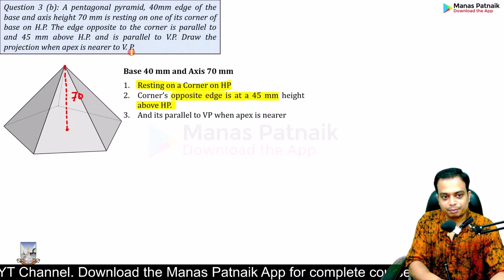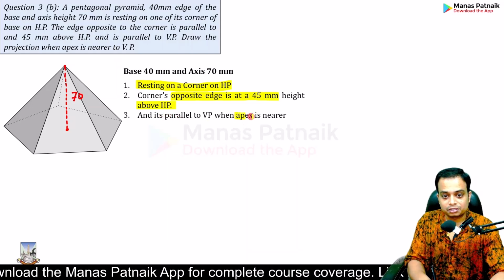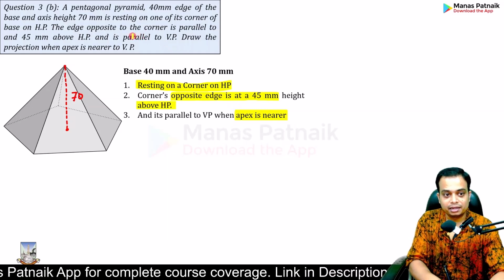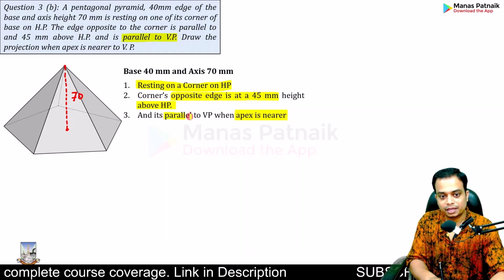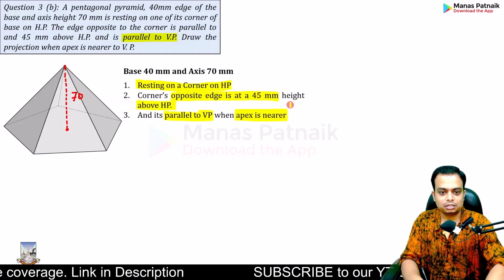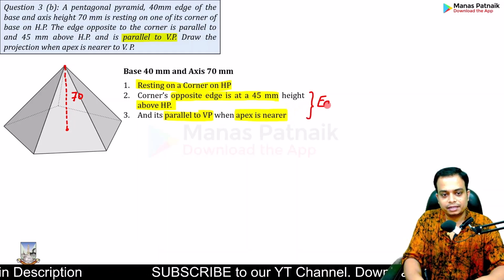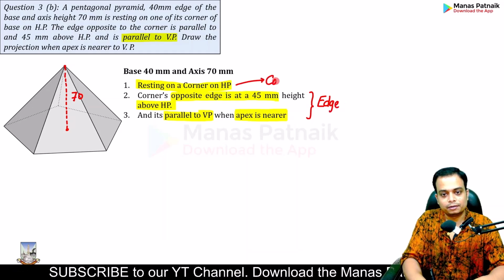Draw the projection when the apex is nearer to the VP. Apex is nearer. Please remember one more thing that you should keep in mind: this edge is parallel to VP. Okay. So these 2 points basically are concerned with the edge, and this point is concerned with the corner.